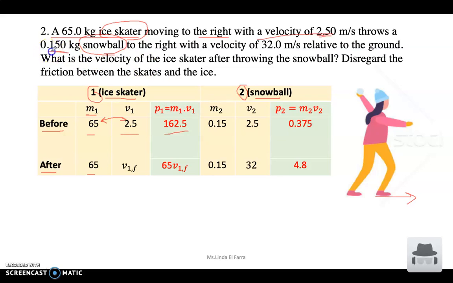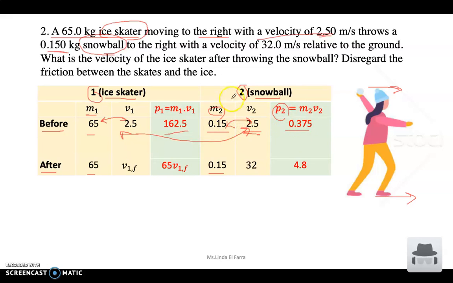Now continue with the question. The mass of the snowball, because kilogram is a unit of mass, is 0.15, so I'll write it down here. This is the second object, 0.15, before and after, it won't change. Now it's moving to the right with the same velocity. She was holding the snowball, which means both of them are moving with the same velocity, 2.5. Immediately I can calculate the momentum P2, mass times velocity, and I write it down.